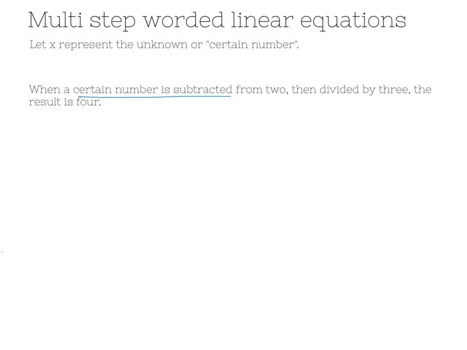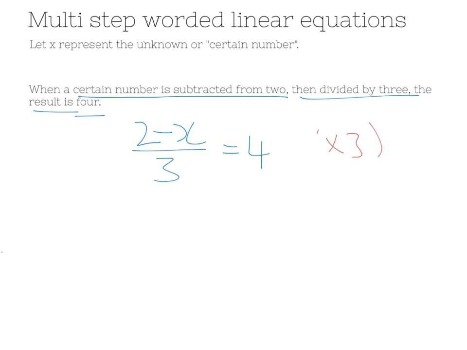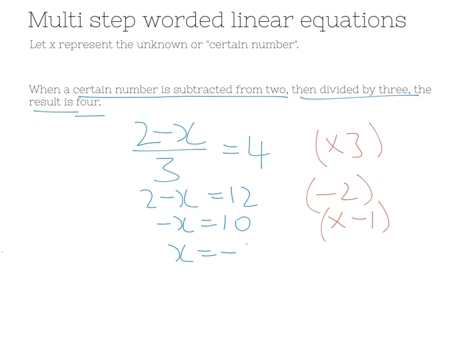A certain number is subtracted from 2. So we begin with 2 and subtract x. Then that's divided by 3, so it's all over 3. The result equals 4. To get rid of division by 3, we multiply by 3. So on the left we have 2 minus x equals 4 3s are 12. To get rid of the plus 2, we subtract 2. So now we have negative x equals 12 minus 2, which is 10. Now to get rid of the negative, we multiply by negative 1. So we now have x equals negative 10.